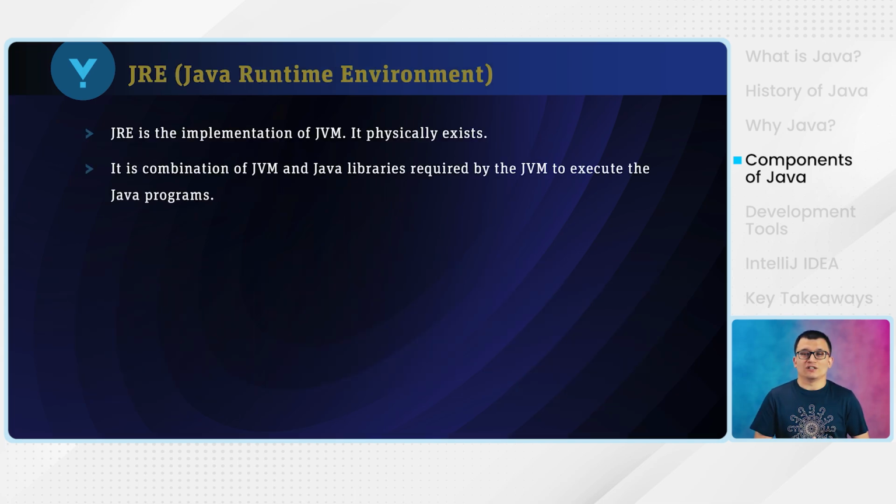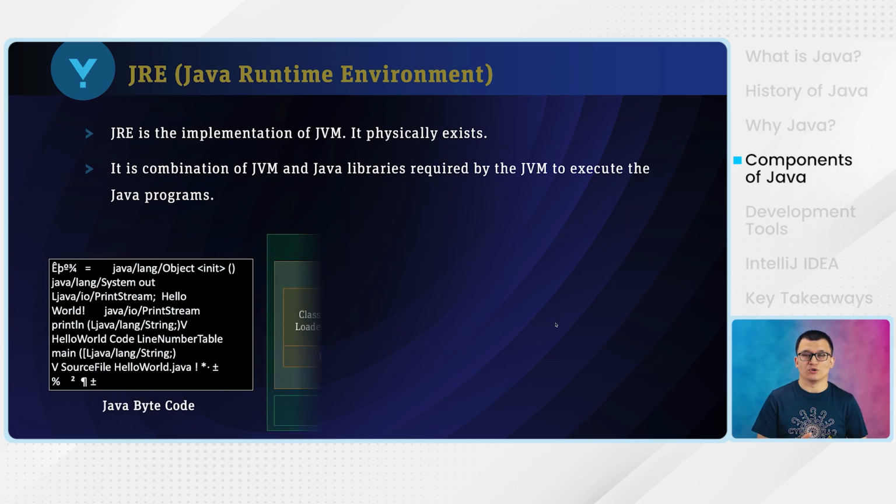And the JRE, the Java Runtime Environment. The JRE is the implementation of the JVM. It is the combination of the JVM and the Java libraries. Those are required to execute the Java programs that you have. Without the JVM and the Java libraries together, you will not be able to execute the Java program that you have. And here is how this JRE works.